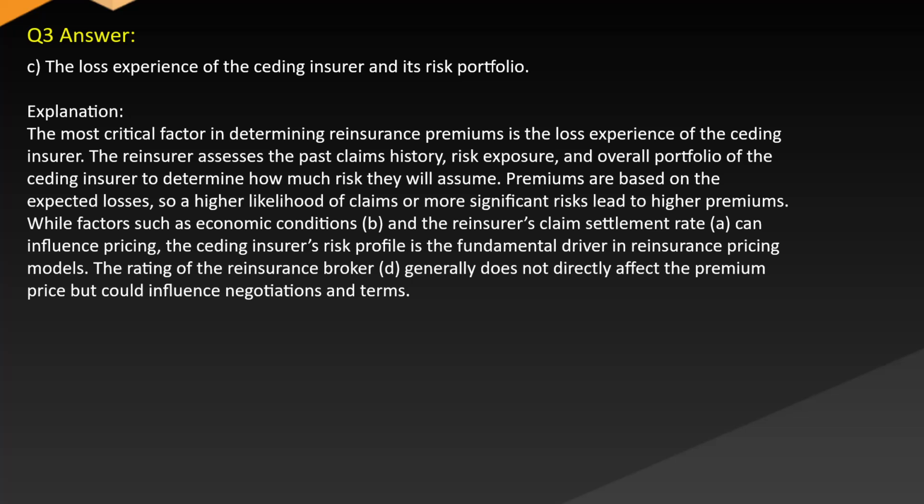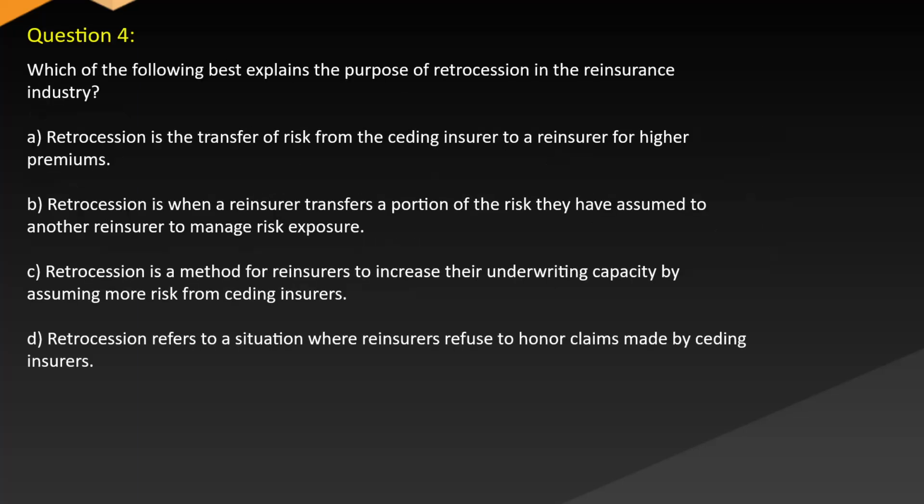losses lead to higher premiums, while factors such as economic conditions, B, and the reinsurer's claim settlement rate, A, can influence pricing. The ceding insurer's risk profile is the fundamental driver in reinsurance pricing models. The rating of the reinsurance broker, D, generally does not directly affect the premium price but could influence negotiations and terms.